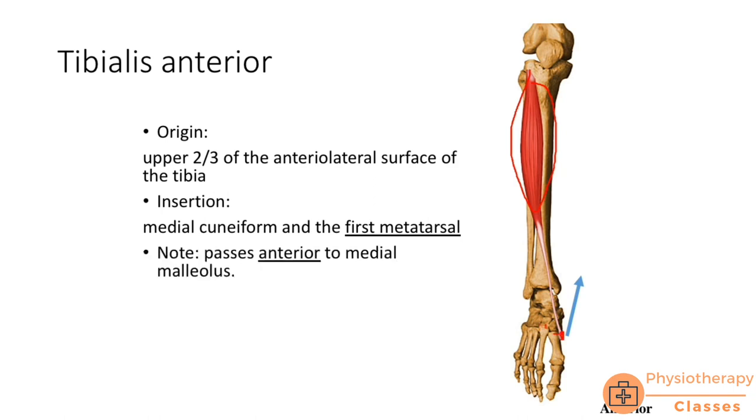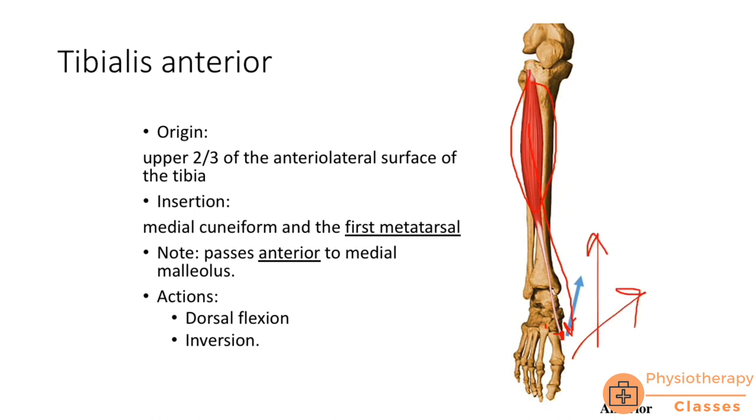So we need to note that this muscle passes anterior to the medial malleolus. So according to its vector, we can predict its action. Therefore, the action of this muscle would be dorsiflexion along with inversion. So dorsiflexion along with inversion of the foot.